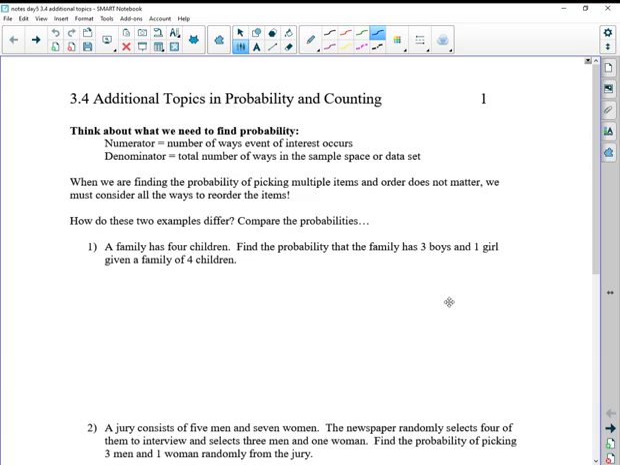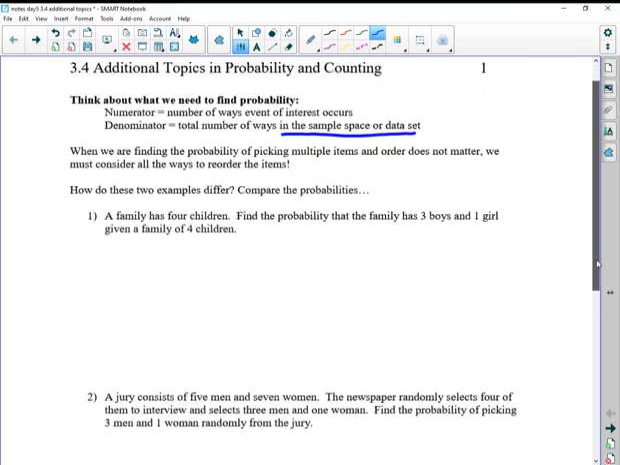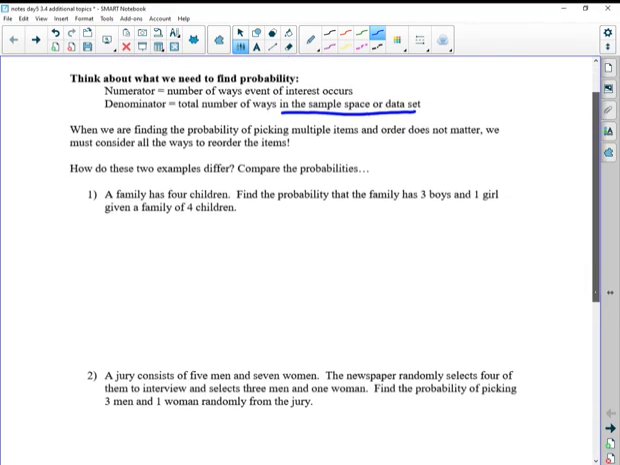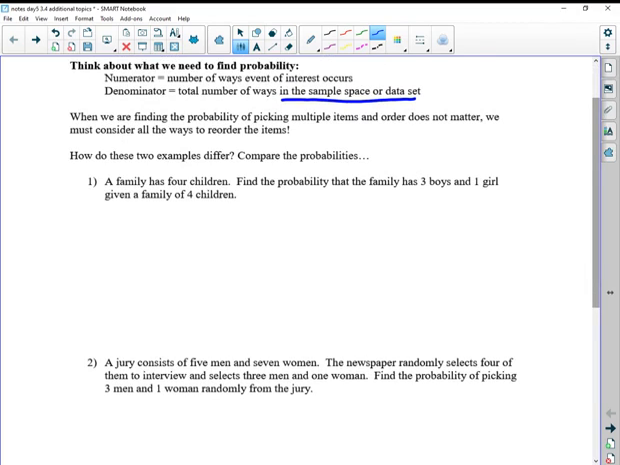If we are thinking about probability, it's nice to know our numerator, our number of ways the event of interest occurs, over our denominator, the total number of ways in the sample space or data set, depending on if we're doing theoretical or empirical probability. But when we're finding the probability of picking multiple items and order does not matter, we must consider all the ways that the order could have been reordered for the items. So let's think about these examples and how they're a little bit different for this situation.